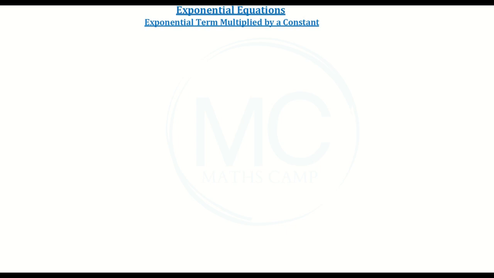Hi, in this video, we are going to look at how we go about tackling exponential equations where the exponential term is multiplied by a constant. Let's look at the example 3 multiplied by 5 to the power of x is equal to 75.